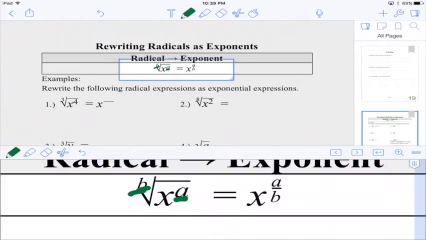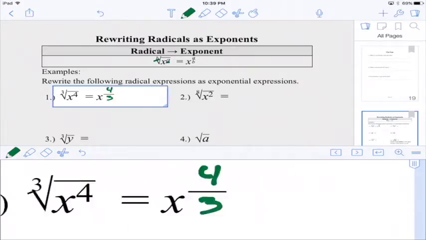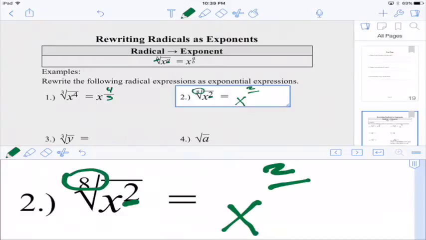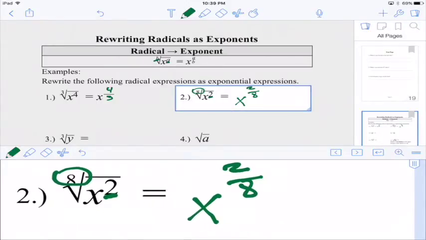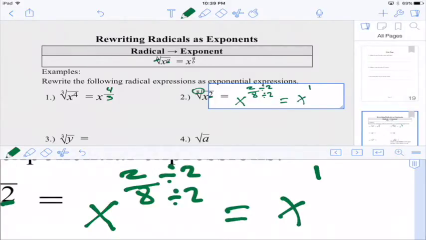So that turns into a fractional exponent. So what we get over here, we have x, that stays the same, and our fractional exponent is 4/3. Okay, so number 2. We have our base x, and we raise it to the exponent over the radical 2/8. Now, can I simplify that? Absolutely. I could divide both of those numerator and denominators by 2 to get x to the 1/4.